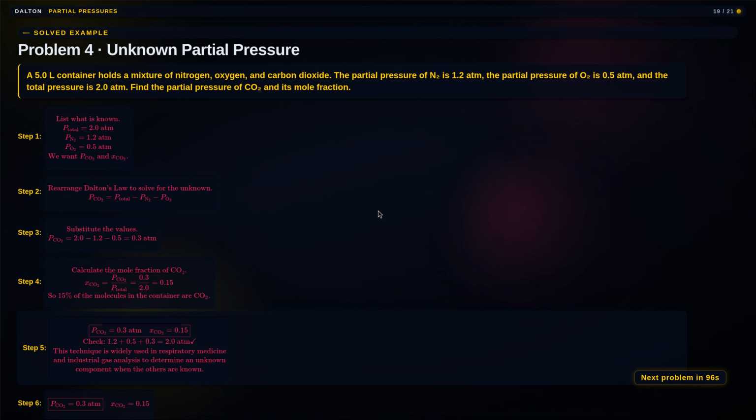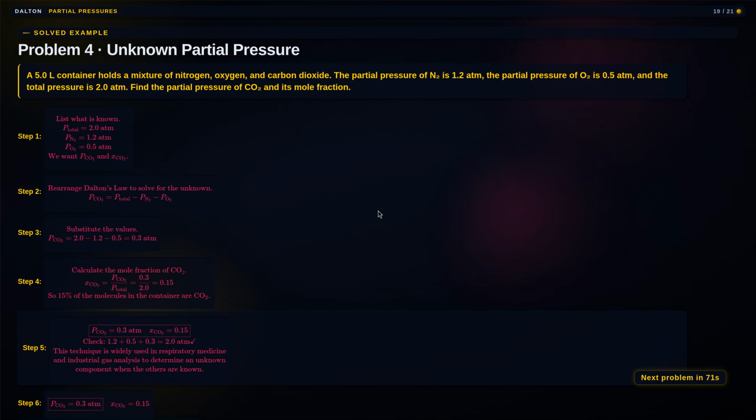Step 1. List what is known. P total is 2.0 atmospheres. P nitrogen is 1.2 atmospheres, and P oxygen is 0.5 atmospheres. We want to find P carbon dioxide and its mole fraction. Step 2. Rearrange Dalton's law to solve for the unknown. P carbon dioxide equals P total minus P nitrogen minus P oxygen.